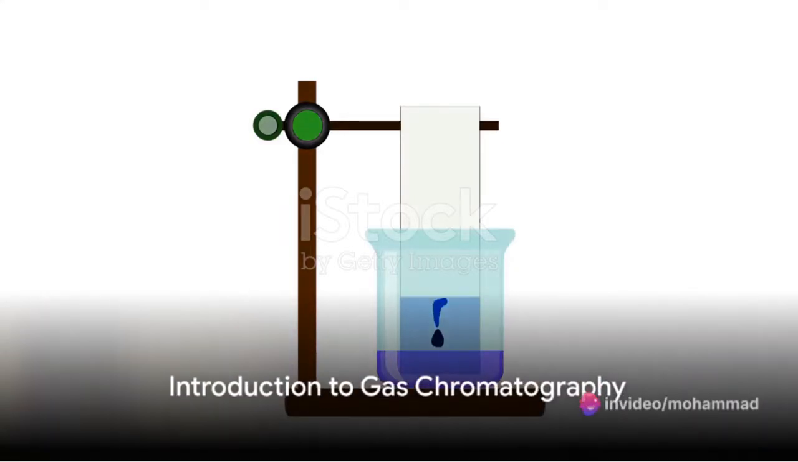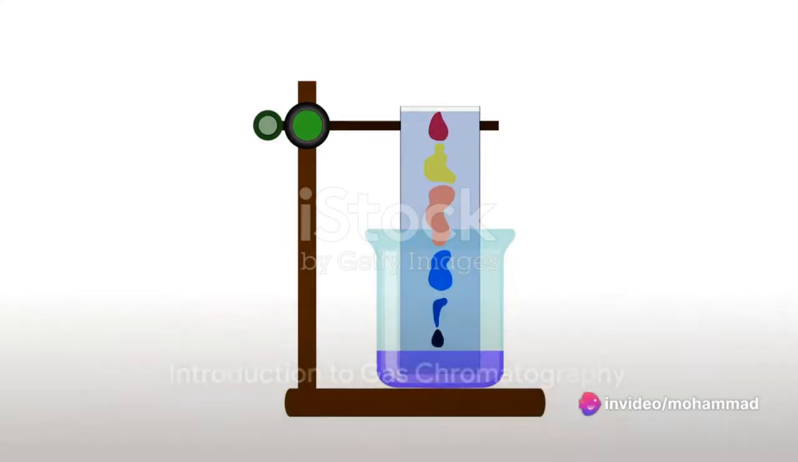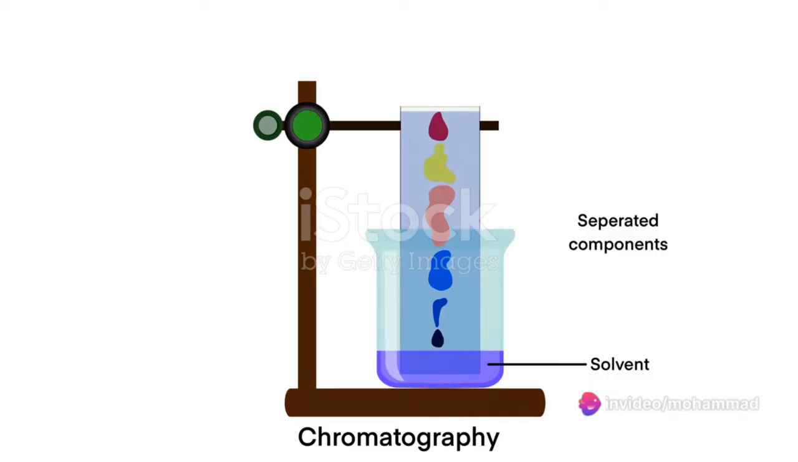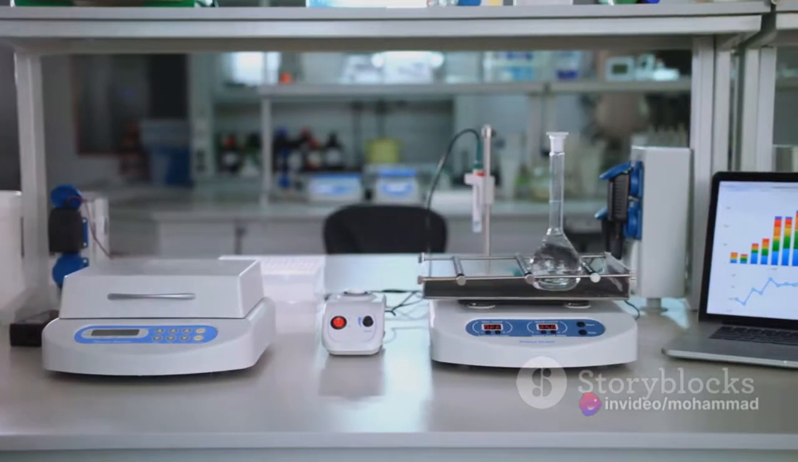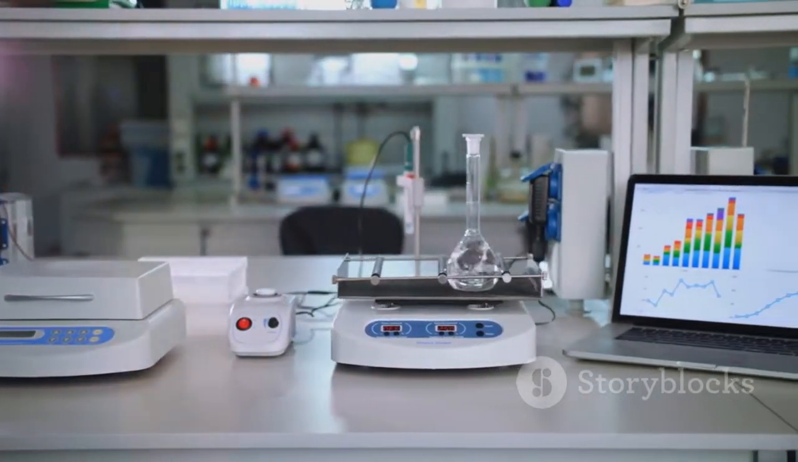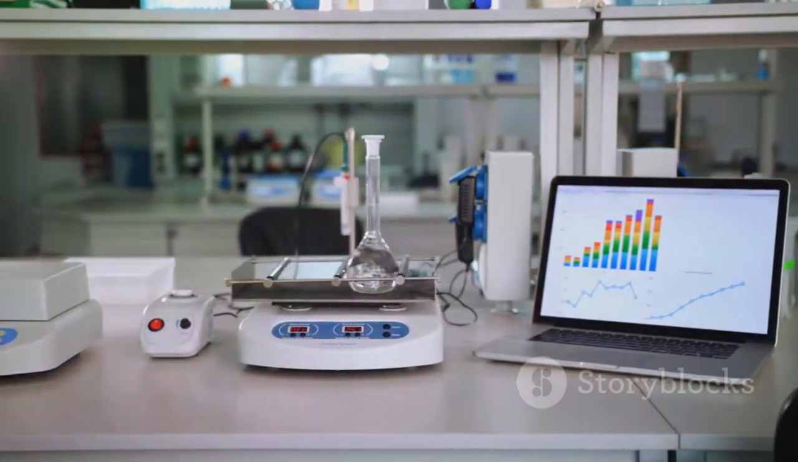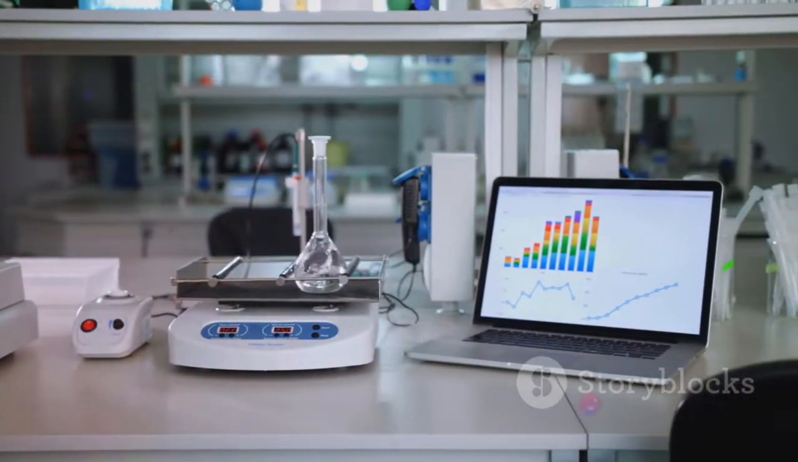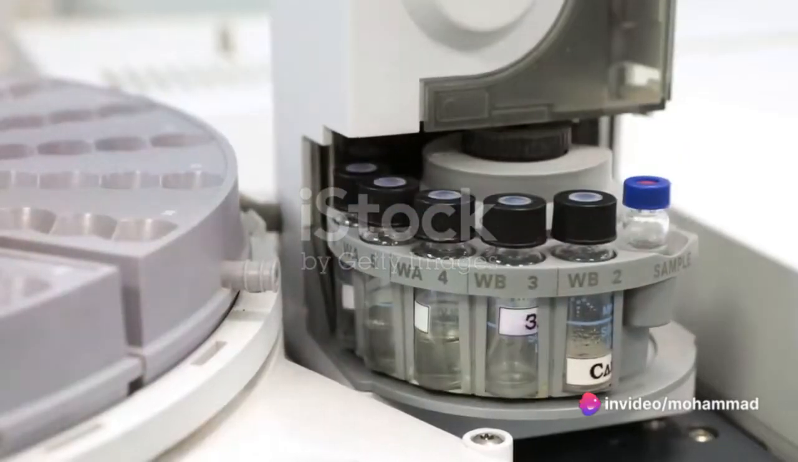Imagine a race where participants must run through a maze. The fastest ones emerge first, while the slower ones trail behind. Gas chromatography operates on a similar principle, but in this case, the racers are different components of a mixture, and the maze is a column filled with a stationary phase.